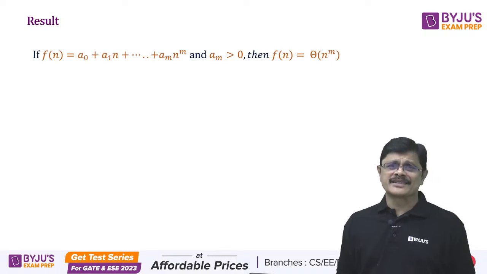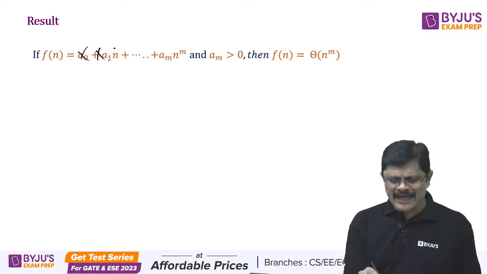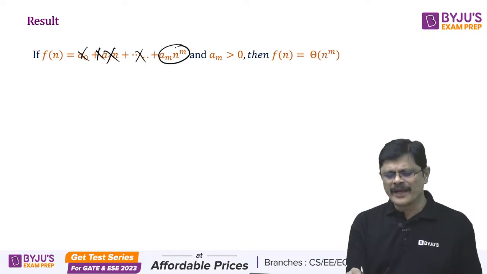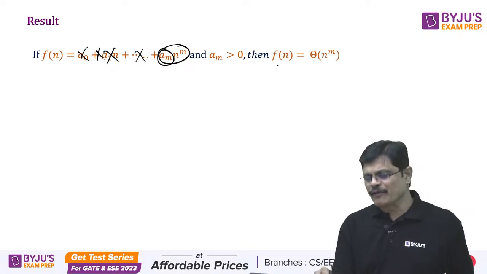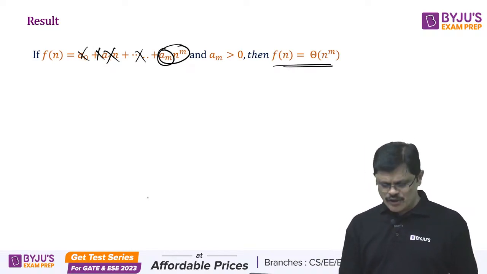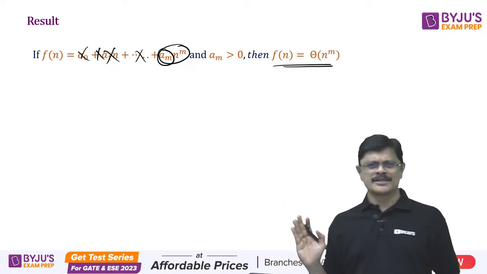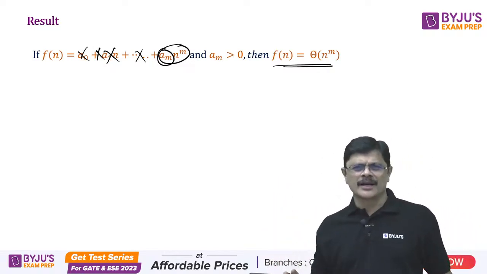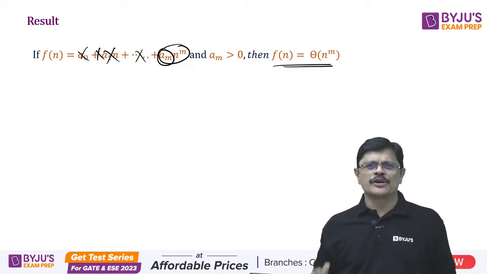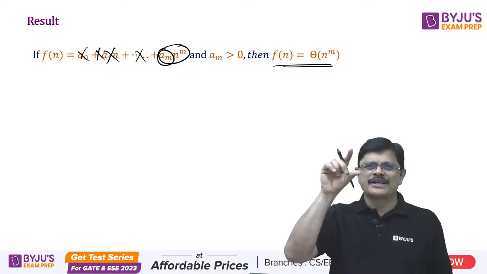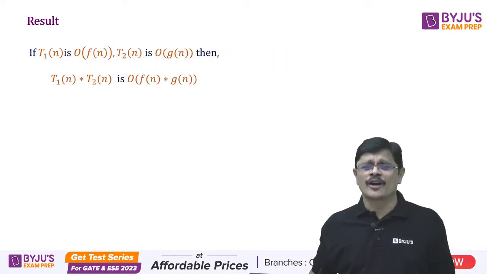And because of this, suppose you are having any polynomial, just now I told you, the lower order terms can be cancelled and just a_m into n power m remains. Even this coefficient can be ignored, therefore fn is theta of n power m. So whenever you have any polynomial, drop all lower order terms, then ignore the coefficient of the highest order term, my dear friend. So directly n power, whatever highest power is there, that would be your answer. That is because of this order of growth notation.